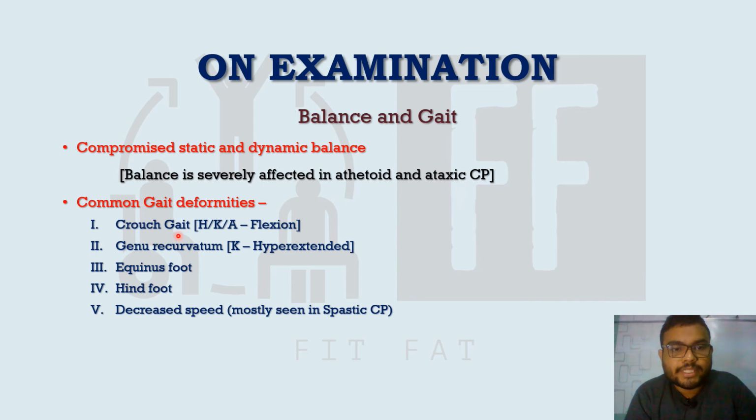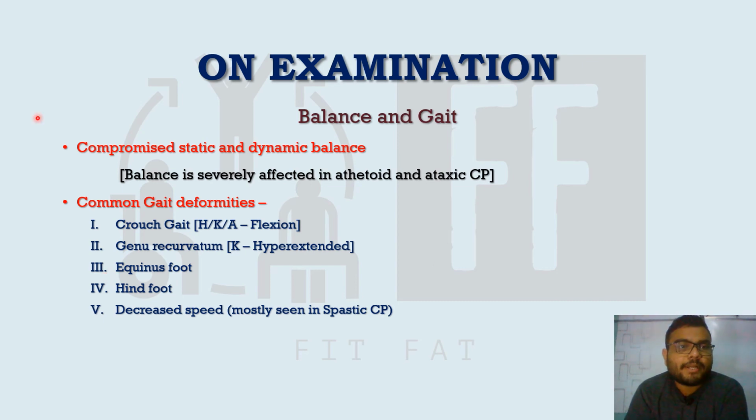These are the crouch gait, where all the joints of the lower extremity, that is the hip, knee and ankle, go into flexion. Then comes genu recurvatum, where the knee gets into hyperextension. Then equinus foot, or basically toe walking, right? Then there is hind foot. Then there's decreased speed in gait, which is mostly seen in spastic CP due to the increase of tone.